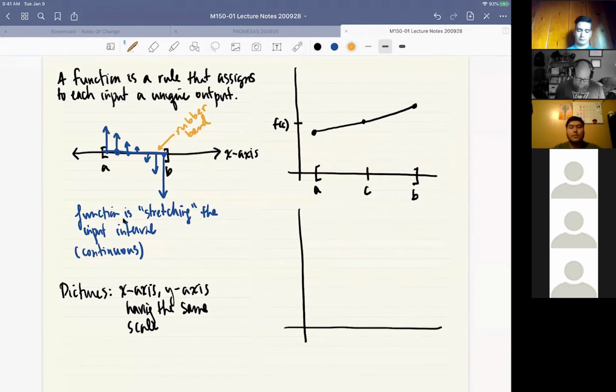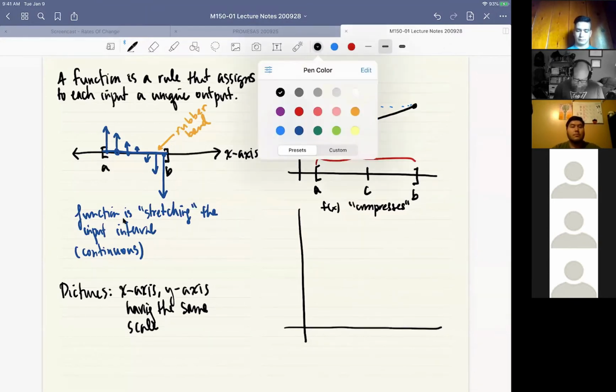So what I want to point out to you, and what color should I use here? I'll use a light blue, is that if we look at the function values that we get, okay, so like here's f of a and here's f of b. Compare the lengths of these intervals, right? This interval here is much shorter than this interval there. So you can think of the function as compressing the input interval from a to b into a much shorter interval from f of b to f of a. Okay, it's shortening an interval.